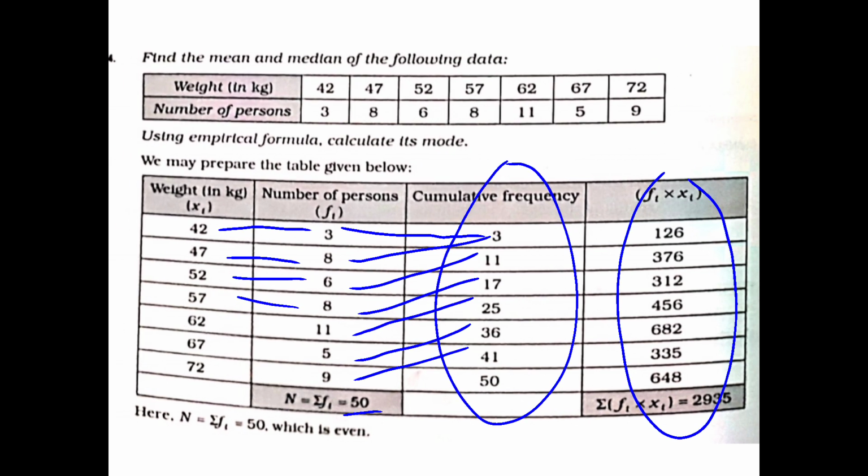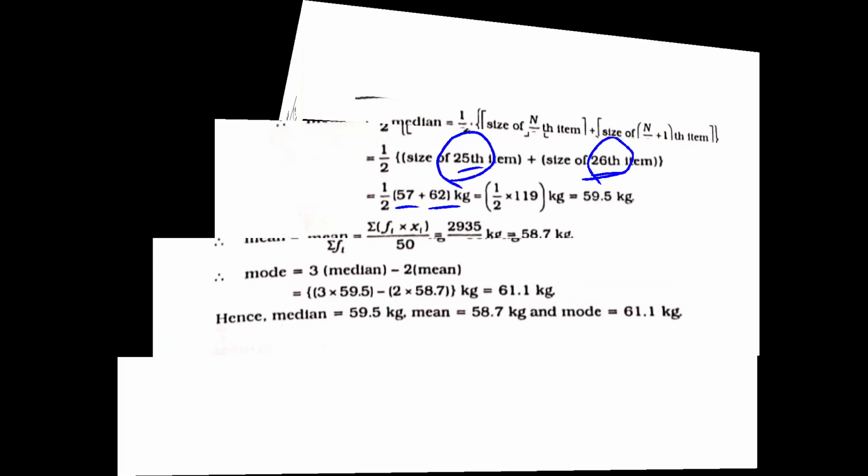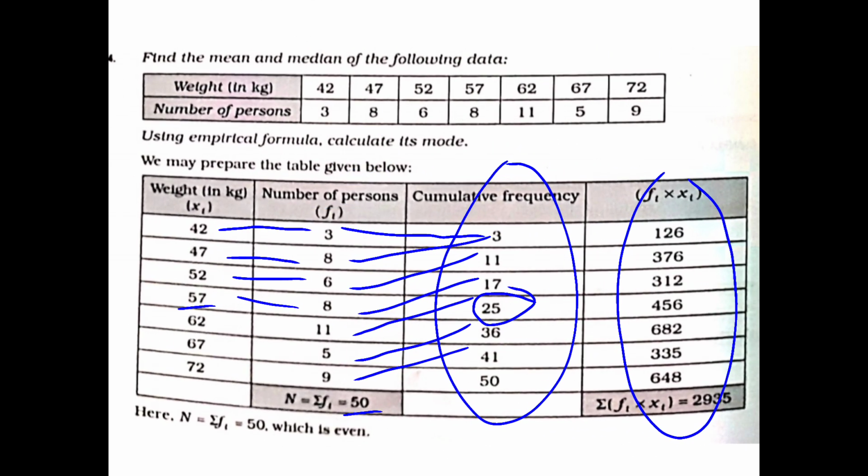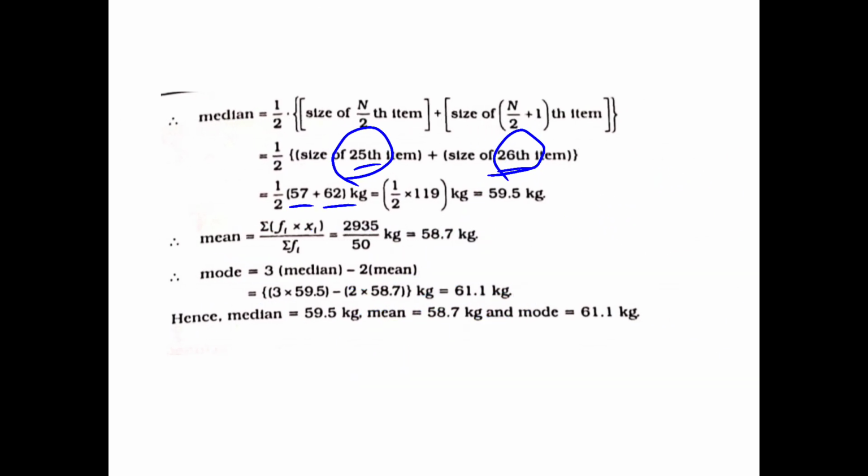Where is the 25th value? The 25th value is 57. Where is the 26th? There is no 26 exactly, so we take the next cumulative frequency, 36, and that value is 62. Now we add 57 plus 62, that is 119, and dividing by 2, we find the median value 59.5 kg.